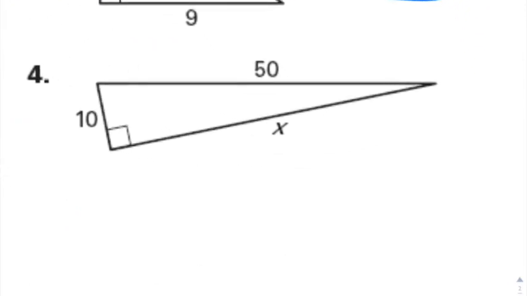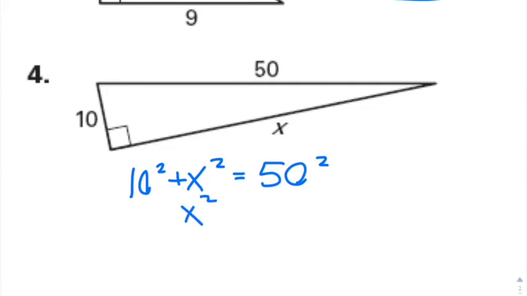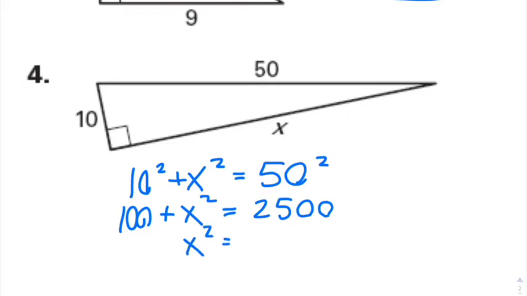Let's see what's going on here on this one. You got 10, 50, and x. So we'll say 10 squared plus x squared, because that's a leg, and then equals 50 squared. Okay, so then that'll be x squared. This will be 100. And then 50 squared, I think that'll be 2500. We'll subtract the 100 and get 2400.